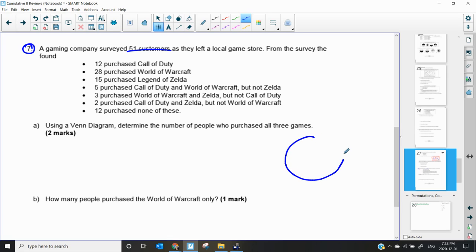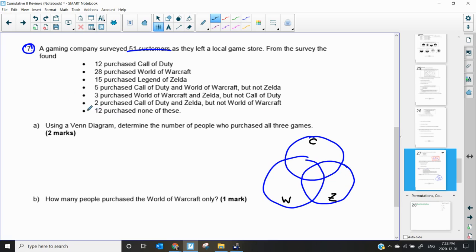So I'm just going to draw my circles here and label them. We're looking at Call of Duty, World of Warcraft, and Legend of Zelda. First of all, we're told that 12 people purchased none of the games, so we would have 12 outside. 2 people purchased Call of Duty and Zelda, but not World of Warcraft, so Call of Duty and Zelda would be here, but not World of Warcraft means this number is 2.